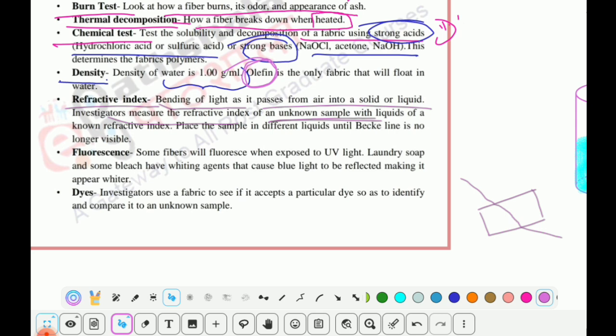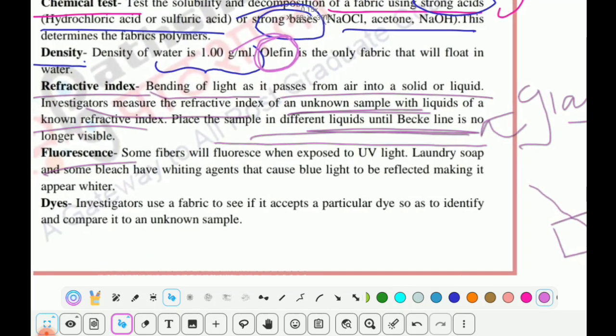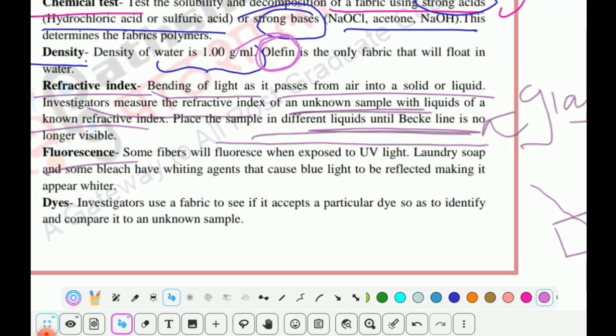Investigators will take an unknown sample of the liquid, and they will carry out the measurement via this unknown liquid sample. The same thing is done while taking the measurement of the refractive index of glass. Investigators measure the refractive index of an unknown sample with a liquid of known refractive index. Two types of samples would be there: one where the refractive index is known, and another where the refractive index is not known. Then place the sample in different liquids until the Becke line is no longer visible.